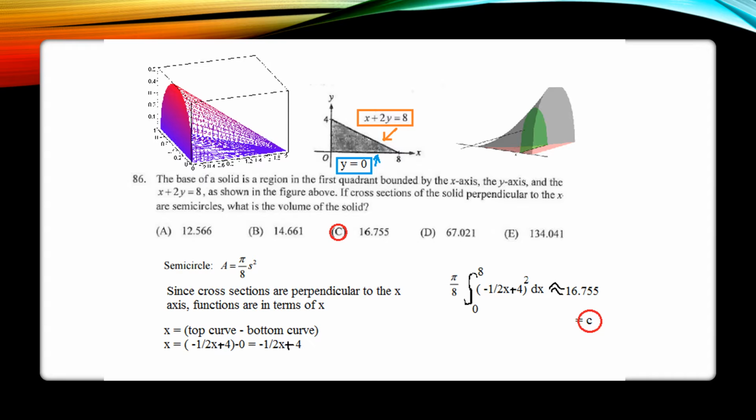So for this equation, when you have to implement the area is equal to pi over 8 times s squared, the s would be the top curve minus the bottom curve. And in this graph, we can see that the top curve would be this over here, x plus 2y is equal to 8, and the bottom curve would be the x-axis, which is also y is equal to 0. So when we have s, it would be this value over here, which would be the top curve minus the bottom curve.